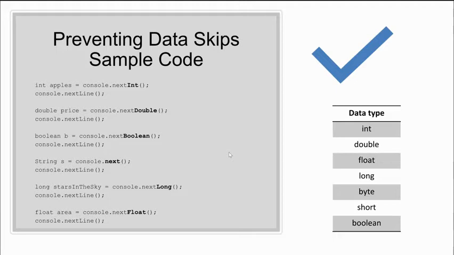So for any of these methods shown here, like nextInt, nextDouble, nextBoolean, next, nextLong, nextFloat, basically anything that's not nextLine, it leaves the new line character or the enter key's character after capturing the int or the double or whatever. And so you can insert the console.nextLine in order to clear the enter key, which the user will have to type when they're finished typing the number.